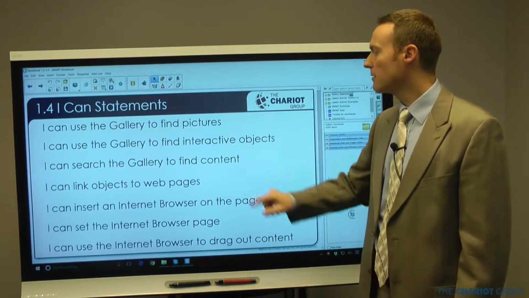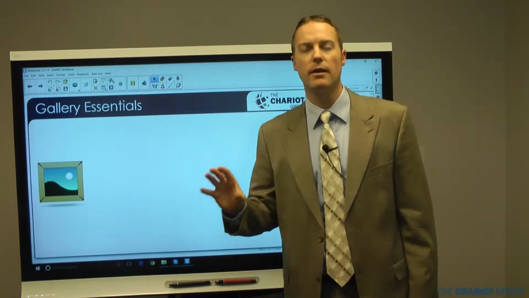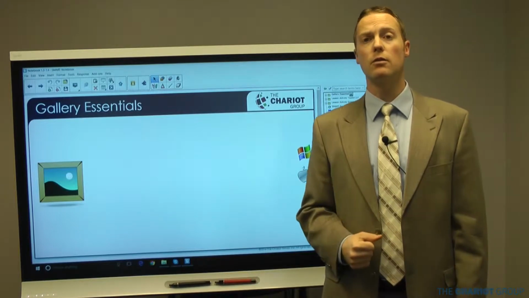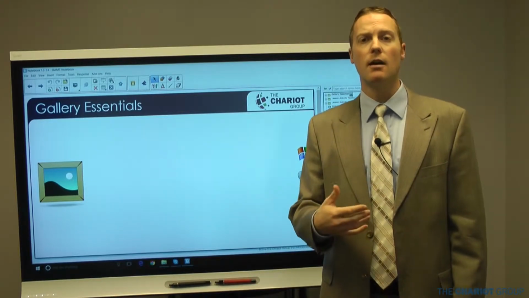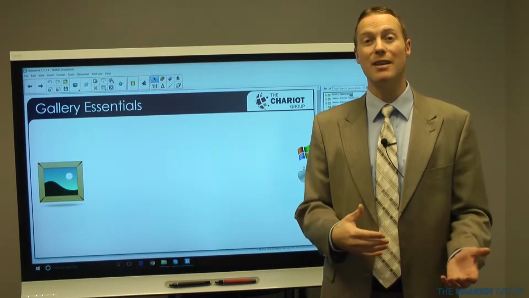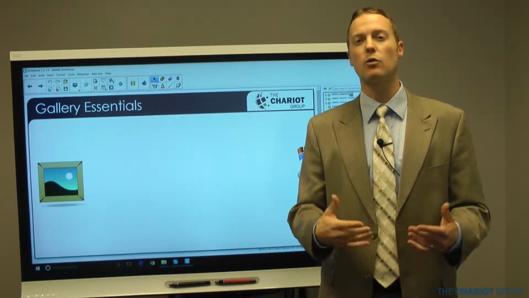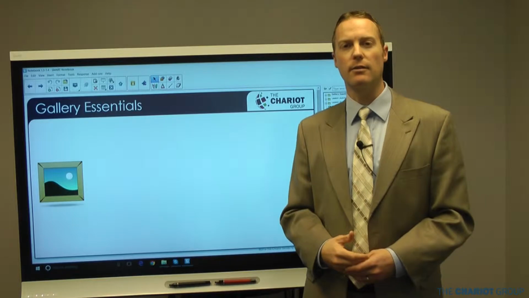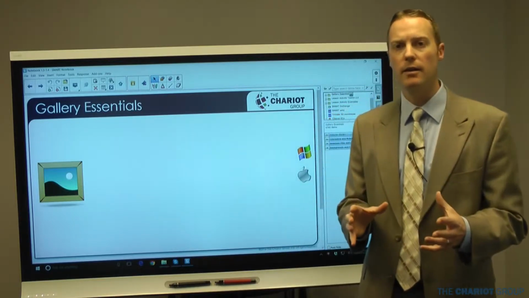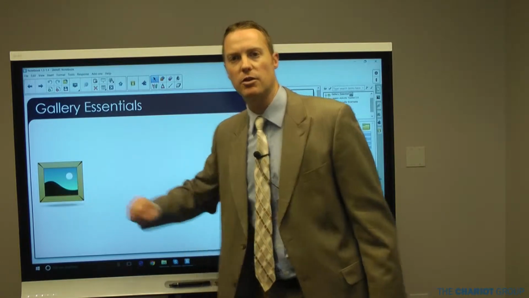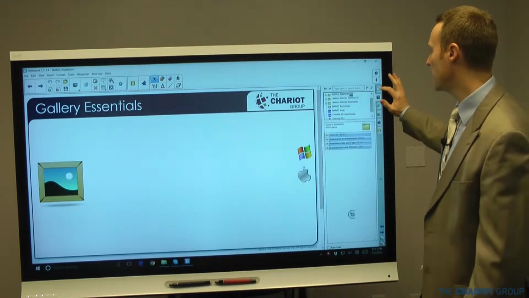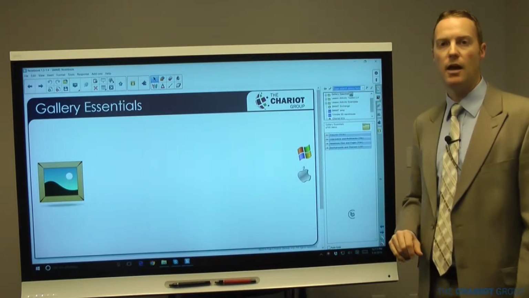What we're going to look at is the gallery. And the gallery is a collection of content that you can use to add to your lesson. So pictures, interactive content, notebook pages, themes, backgrounds, that type of stuff for creating really nice looking lessons. And so the gallery is a tab on the side tabs, and it looks like this. It looks like a picture in a picture frame. So that's the second tab down. So when I click on that, it opens up the gallery.